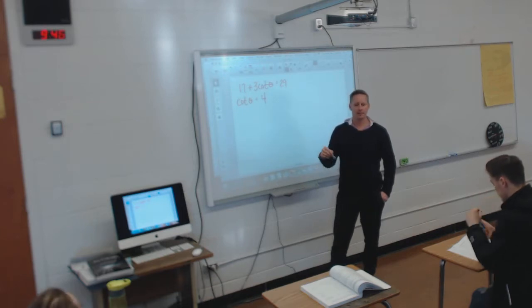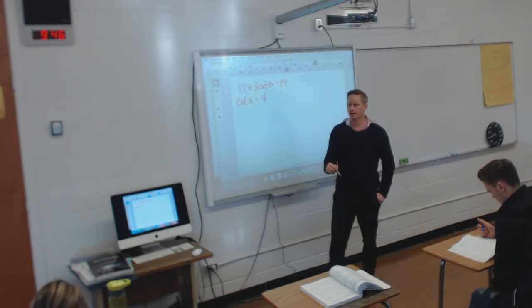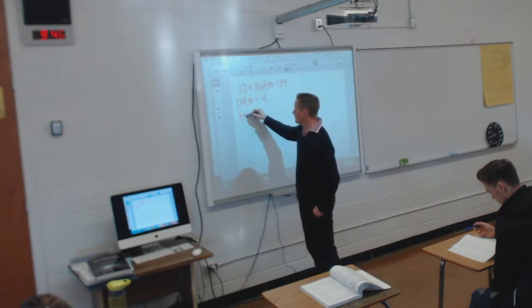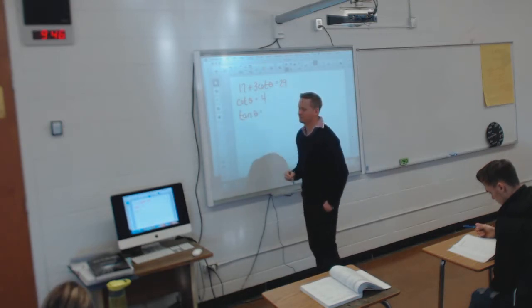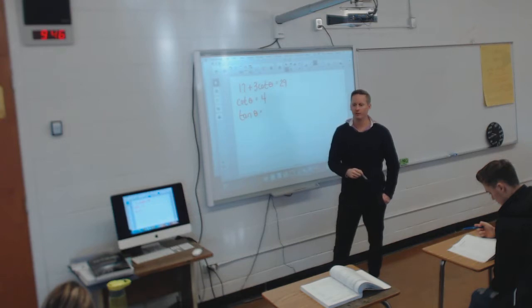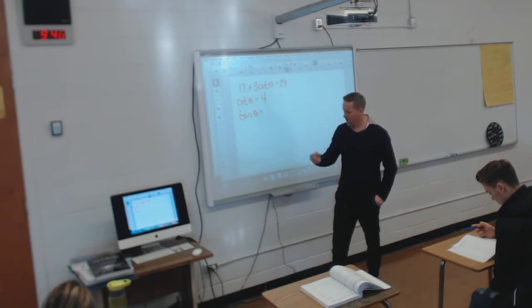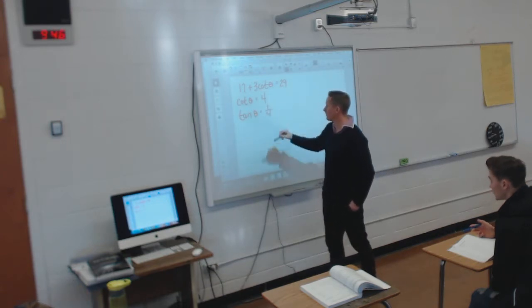But I don't have cotan theta on my calculator. What do I have? I have tan theta. So what is tan theta actually equal to here? If cotan theta is equal to 4, what is tan theta equal to? 1 over 4. Awesome. Just the reciprocal of it.